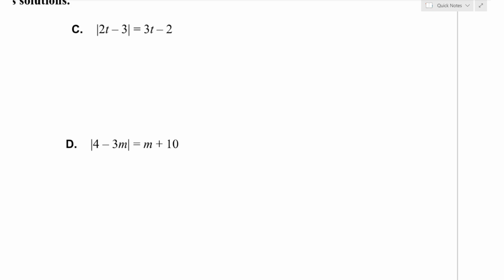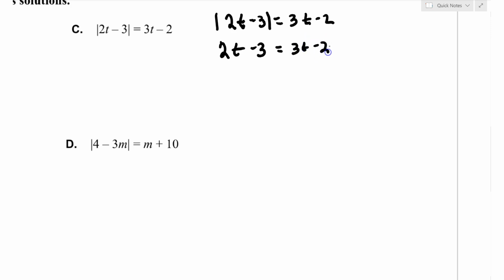The next one, we're going to solve this equation and check for extraneous solutions. So we have the absolute value of 2t minus 3 equals 3t minus 2. Remember, the absolute value goes away when we think about the two possibilities. So it's 2t minus 3 equals 3t minus 2, or the other possibility is 2t minus 3 equals negative, you have to make that negative, 3t minus 2.